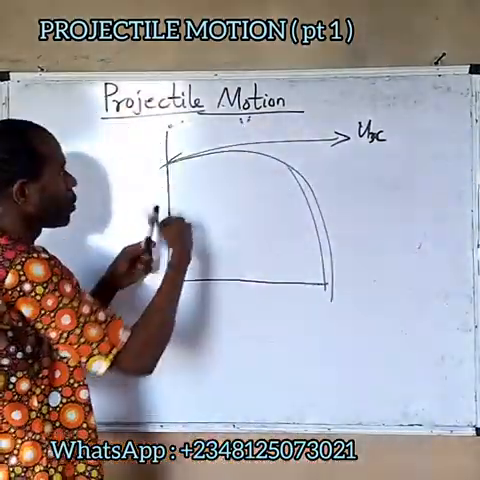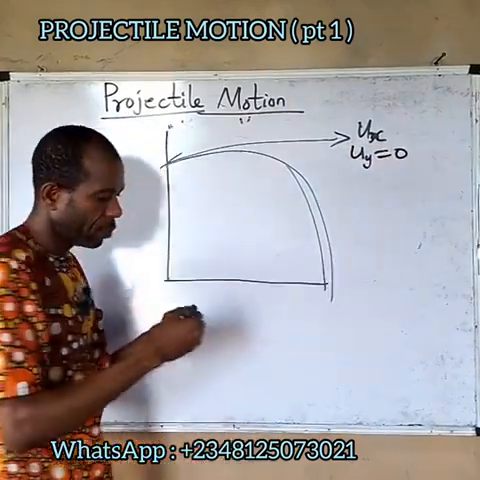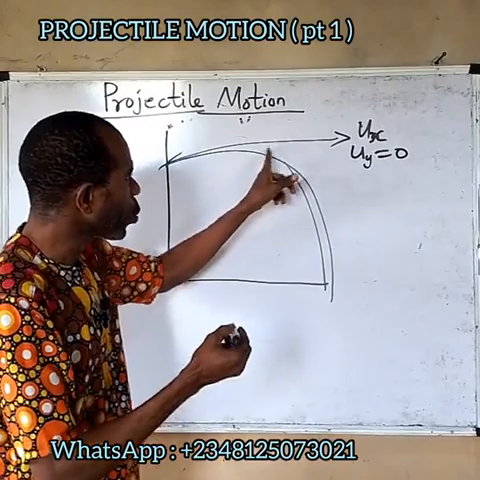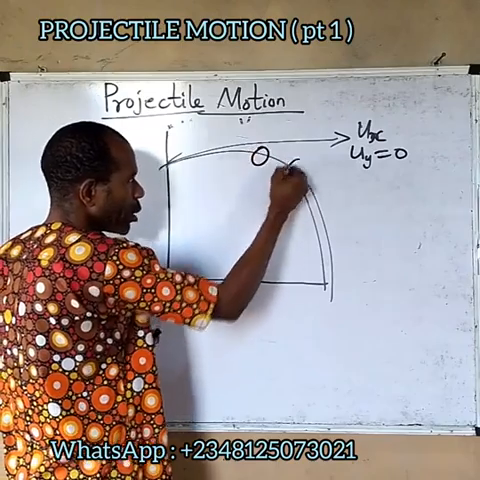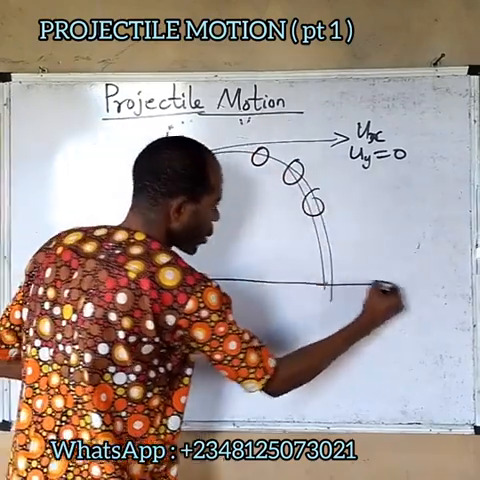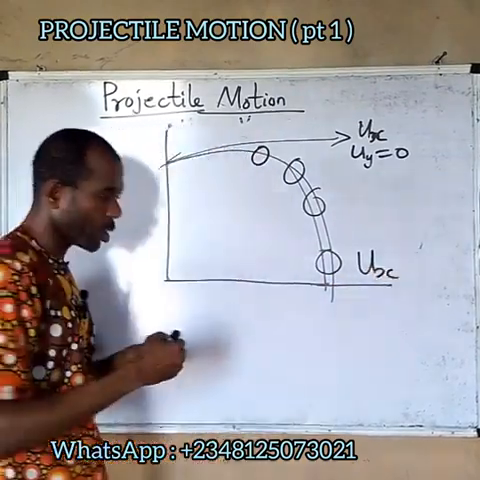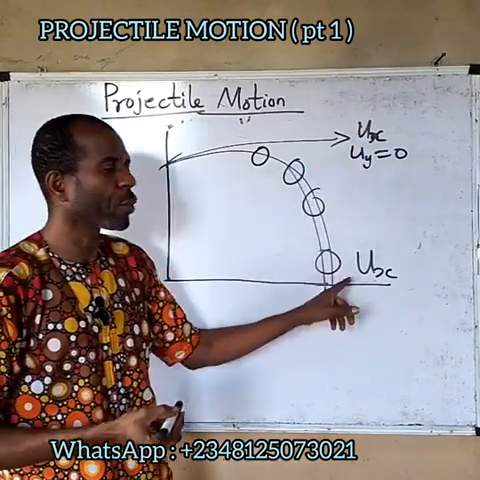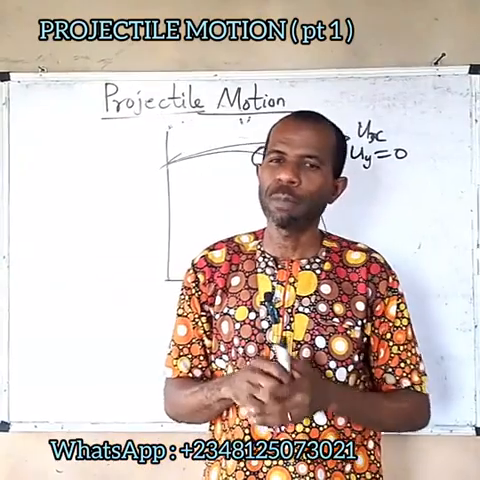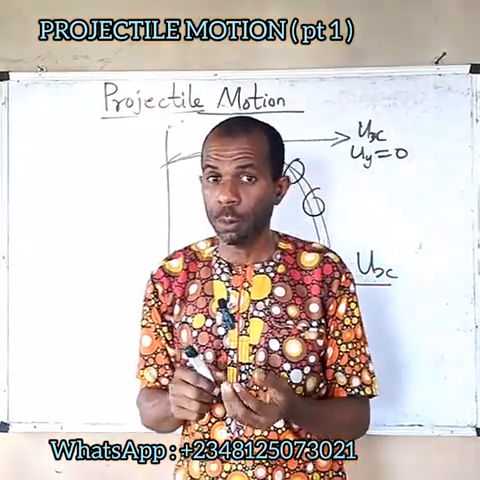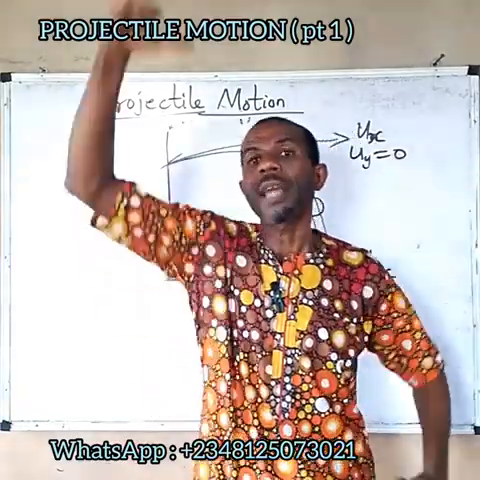Then at this point, the u of y is equal to 0. So we only move with what? The horizontal velocity. At this point, as it's coming down, when we get to this point, we will have here the initial velocity, which is the horizontal projection. So this type of projection is called horizontal projection. That is case 2, when an object is projected horizontally from a height.